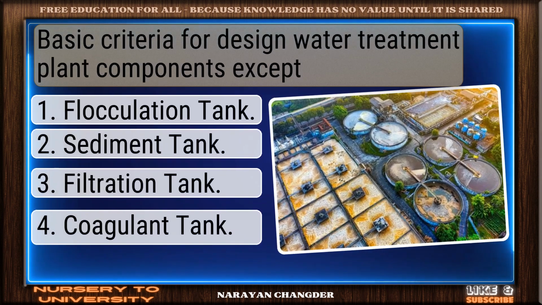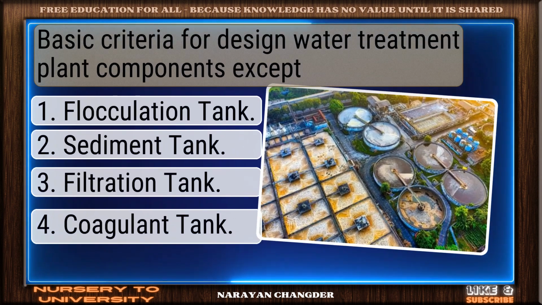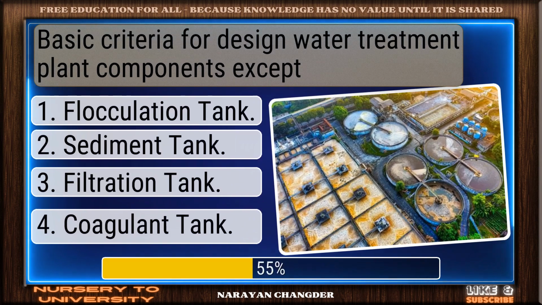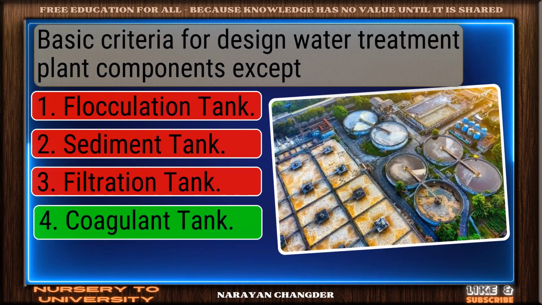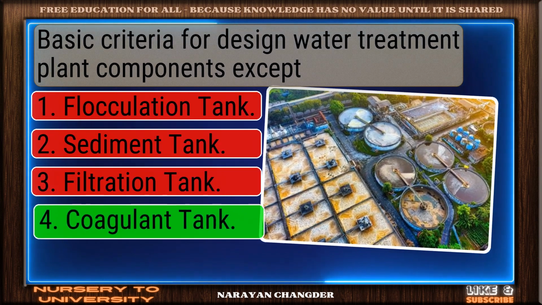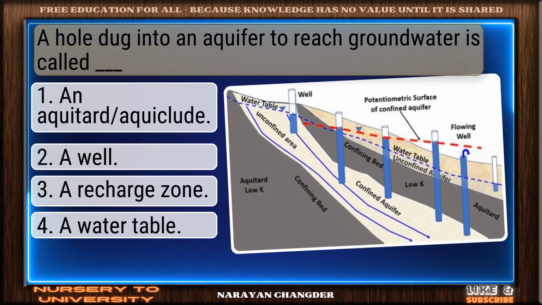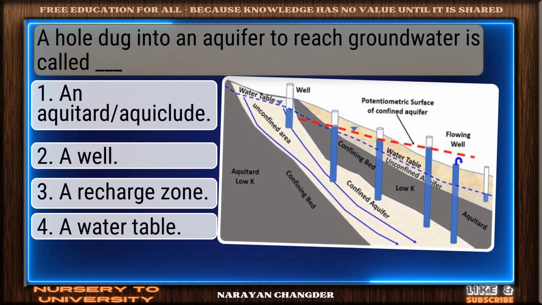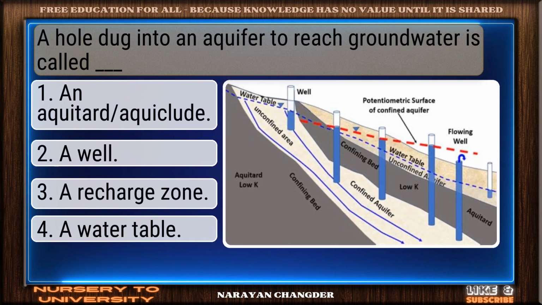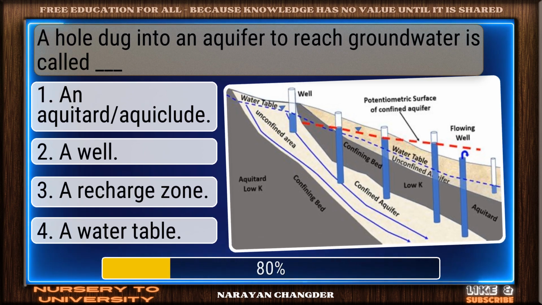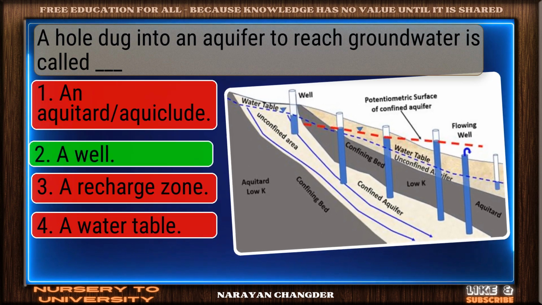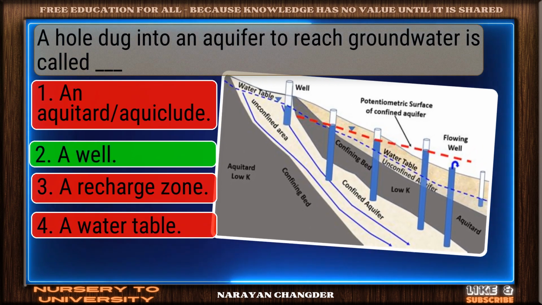Basic criteria for design water treatment plant components accept. You're right. Coagulant tank is the correct answer. A hole dug into an aquifer to reach groundwater is called dash. Right again. A well is a valid answer.